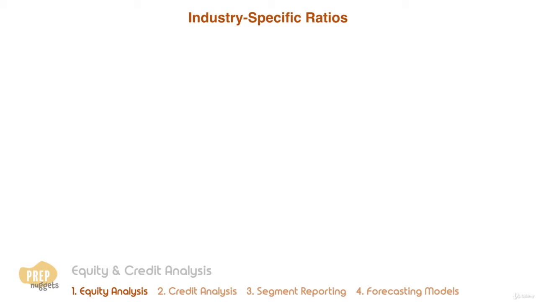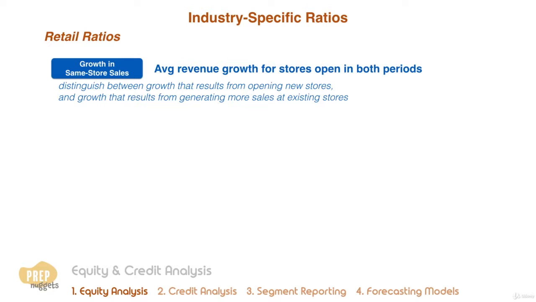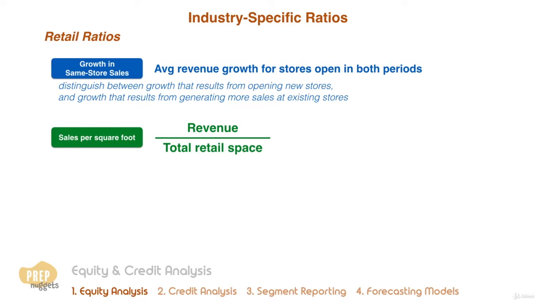A universally accepted definition and classification of ratios does not exist. Industry-specific ratios reflect the different ratios that are considered important to a particular industry. For example, companies in the retail industry may report growth in same-store sales. In the retail industry, it is important to distinguish between growth that results from opening new stores and growth that results from generating more sales at existing stores. Another ratio specific to the retail industry is the sales per square foot, measured by dividing revenue by the total retail space.